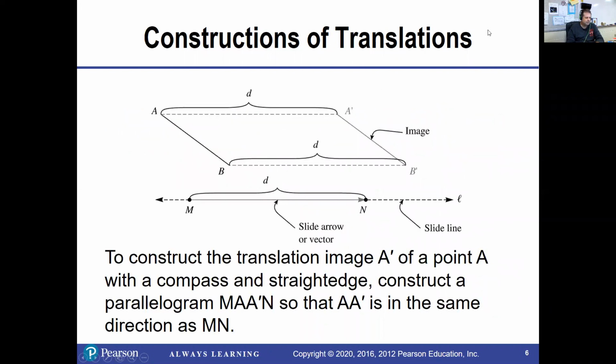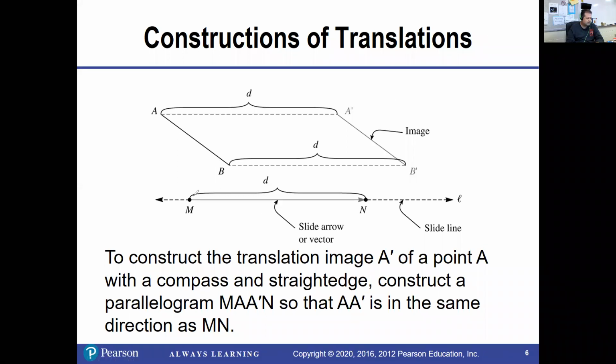Now, when it comes to moving something, here we have our slide arrow, or our vector is the proper term. That means we are going to take AB here and slide it, or translate it, a distance that far. That's the distance we want to send this. Now, to do that, there is a way you can do this. You take a piece of paper, you draw your line AB, then you also draw a vector.